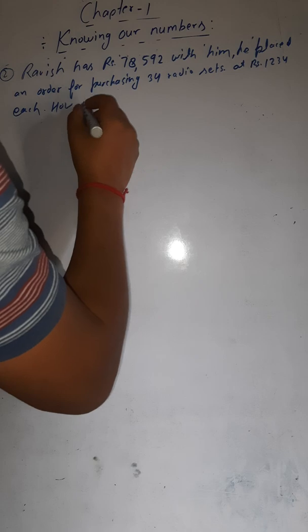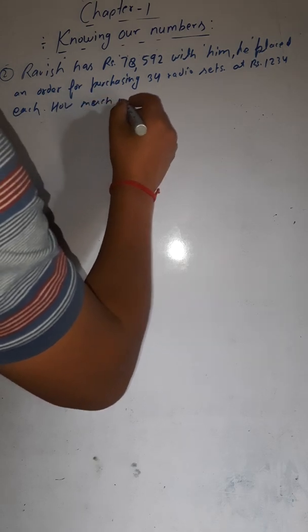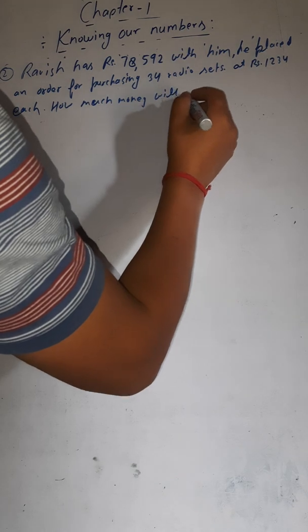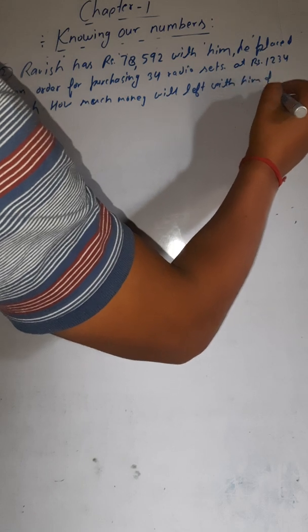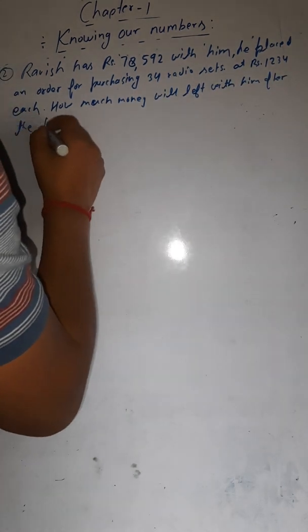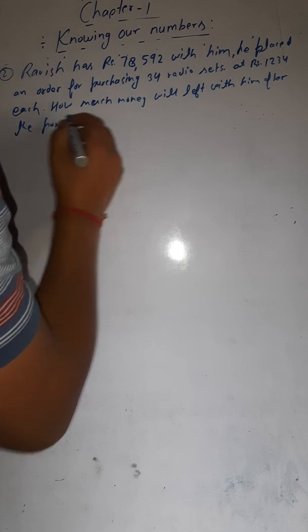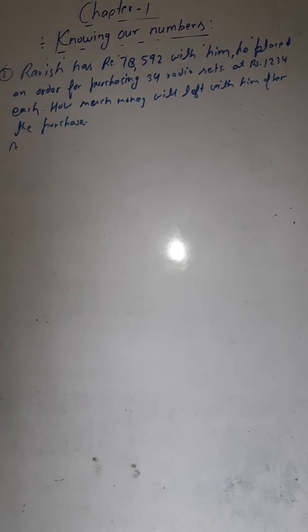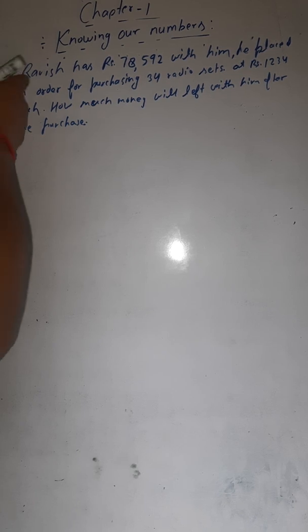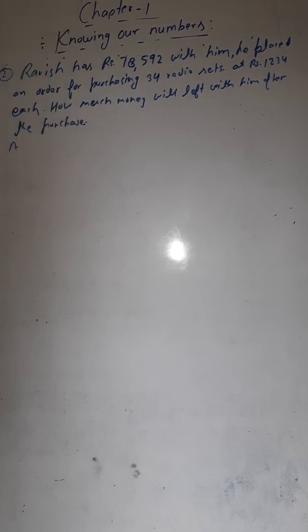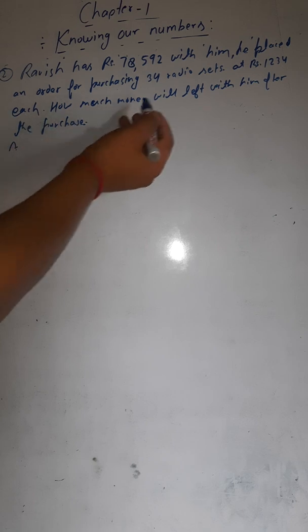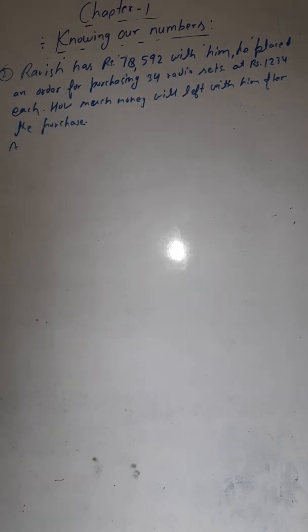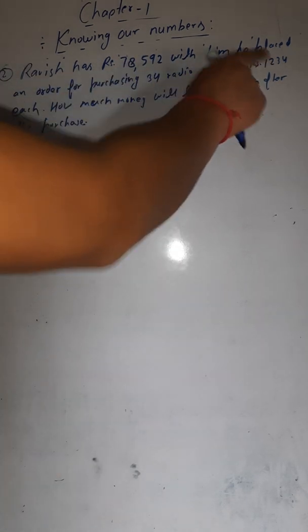So this is the question. Here we are going to solve it. Ravi has how many rupees? 78,592 rupees. This much he has. Now he wants to purchase 34 radio sets. But the cost of one radio set is 1,234. This is the cost of one radio set.